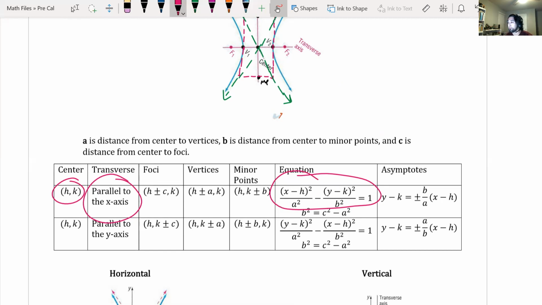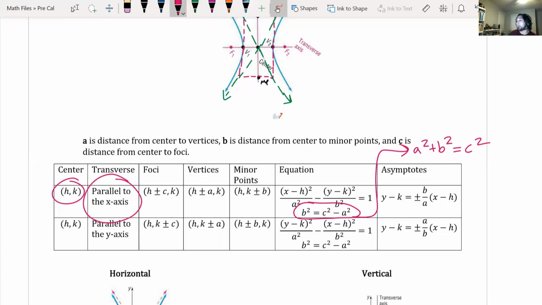Nothing crazy, right? And then if you need to find any values of a, b, or c, we again use the Pythagorean theorem. So b squared equals c squared minus a squared, or I'll just rewrite that out here. If you rearrange it, it's the same as a squared plus b squared equal to c squared.